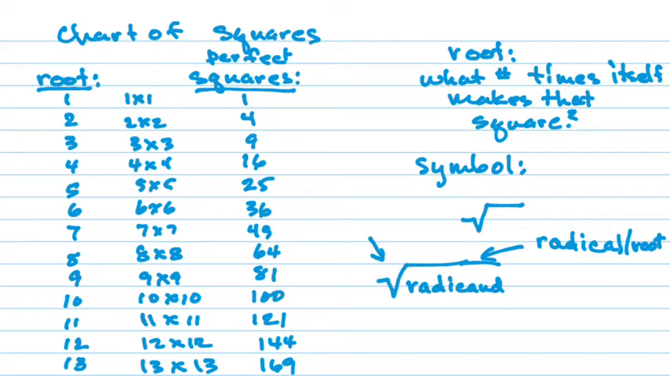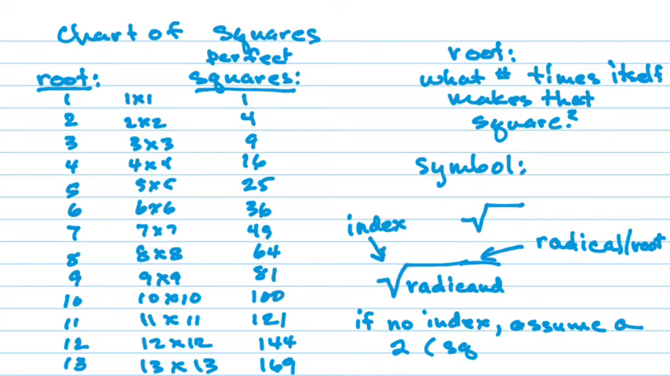And the number right here in the little crook is called the index. Now, I know we use index to mean exponent as well. Well, it means the same thing. It means what exponent did you put on the number? And you need to know that if there is no index, you're going to assume a 2, or square root. And that's all we're going to be working with in this particular class, is square roots. But you could take other roots of numbers as well. But if you mean something other than square root, then you have to put the little number in there.